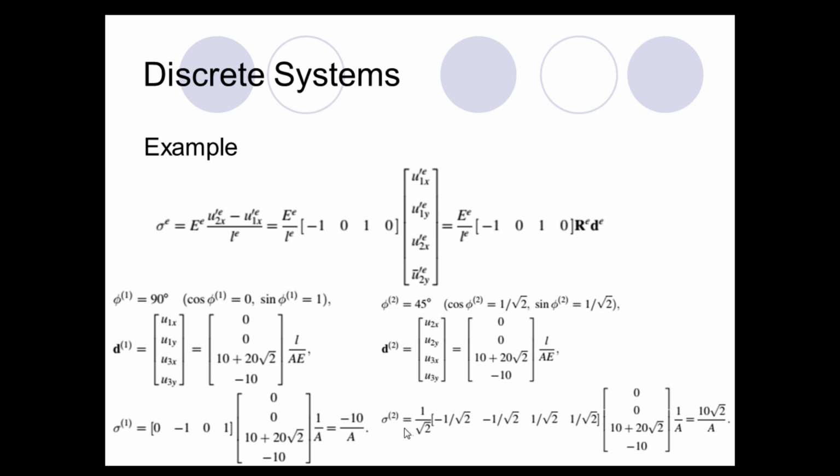For the stress in element 2, it is the global stiffness value. These are the nodal displacements at node 2 in x and y direction, they are 0, and this is the nodal displacements at node 3, and then we multiply it with this vector. This comes from the stiffness length, this square root comes from the length, and as a result we obtain the stress for element 2 as 10 square root of 2 divided by area.